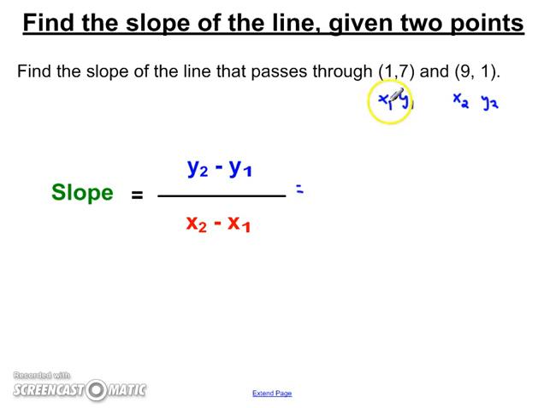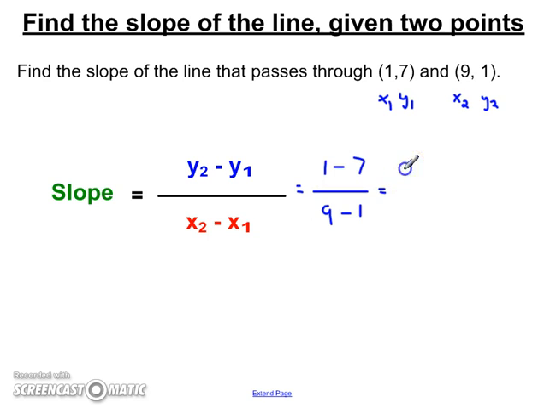And so what I'm going to do is take these 4 numbers and put them into the formula. So my y2, my second y value, is a 1, minus my first y value, which is a 7, over my second x value, which is a 9, minus my first x value, which is a 1.